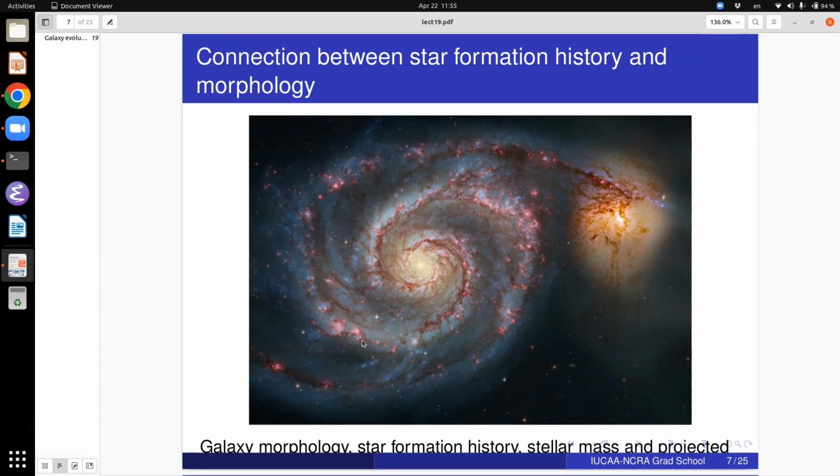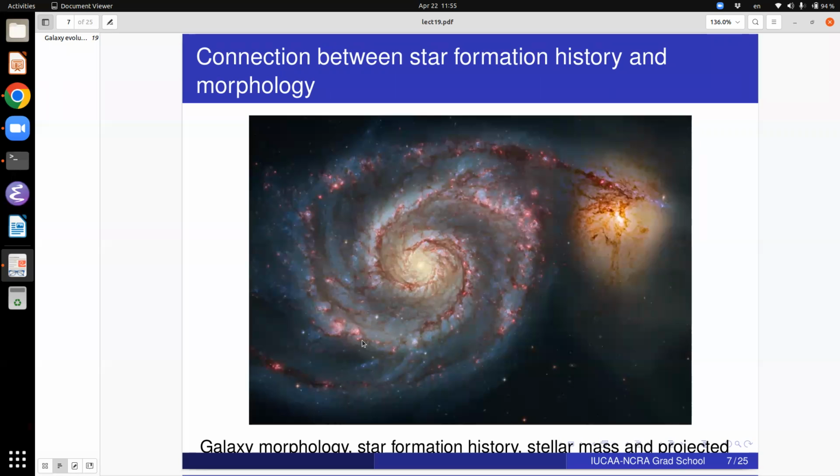Right. So now we move on to galaxy evolution and the connection between galaxy evolution and morphology. When we say galaxy evolution, most of the time we're asking: how does the stellar population evolve? How does the gas content evolve? And how does the environment evolve? And how does all of this affect the morphology of the galaxy? So these are the central questions that we try to address in galaxy formation and evolution.